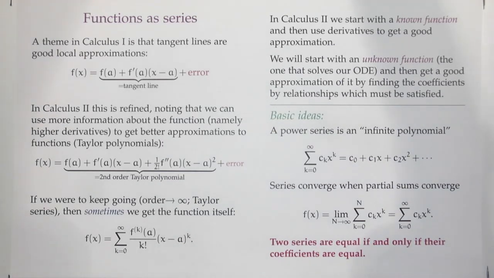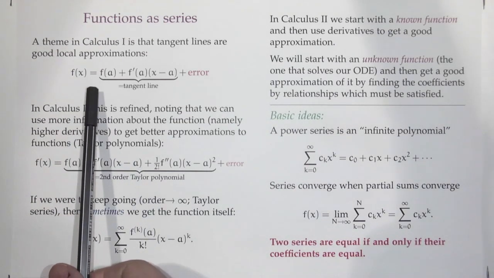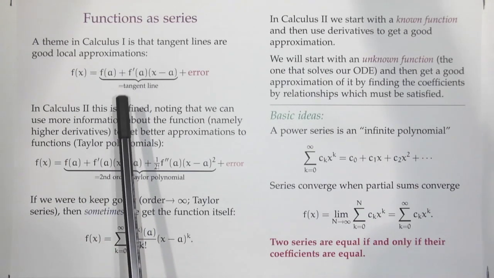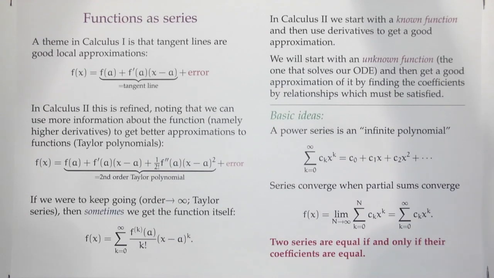And in Calc 2, we said, you know what, we can do better. When you think about what a line is doing, it's using just a little bit of information about the function, namely the value of the function and the value of the derivative. Calc 2 says, well, let's push it a little bit. What if, for instance, we used information about the second derivative and we get a better approximation? And this was called the Taylor polynomial.